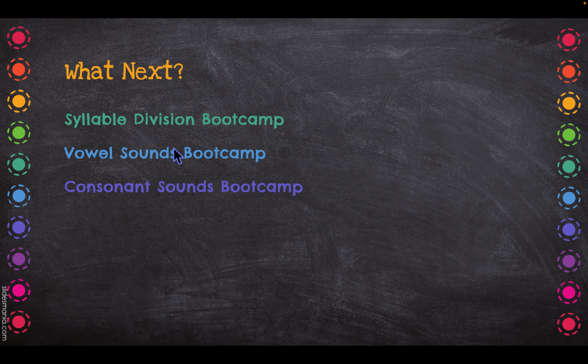What should you do next? Well, if this is helpful for reading long words and you already know most of the vowel and consonant sounds, go through the Syllable Division Bootcamp videos. If a lot of the vowel sounds are new, such as AU saying ah, you should try the Vowel Sounds Bootcamp. And I also have a Consonant Sounds Bootcamp.